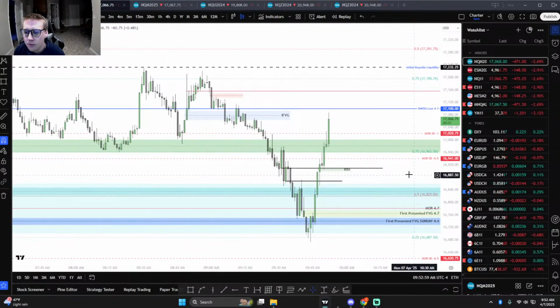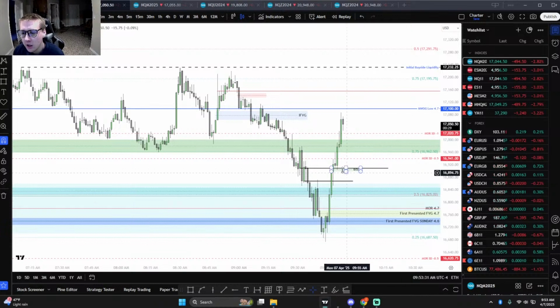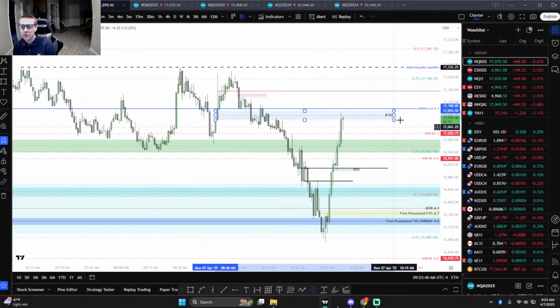Very nice entry there. Already moved 170 handles. If I were in that on my live account, that would already be my weekly goal. Compared to 60-point risk, I just don't want to risk that much on my live account in these conditions. Yes, today's a possible day to make a lot more money. It's also a day to possibly lose a lot more money.